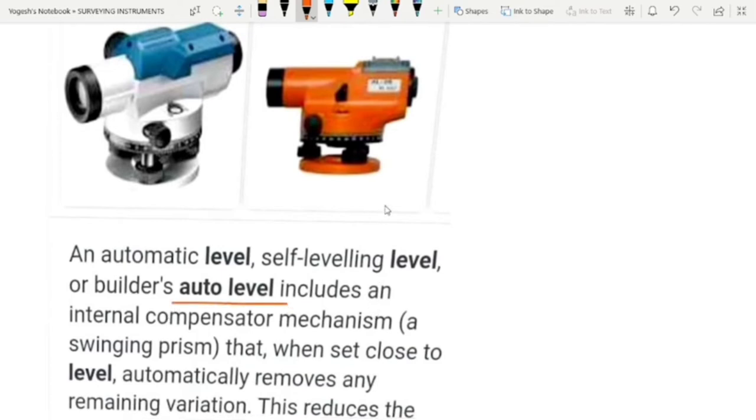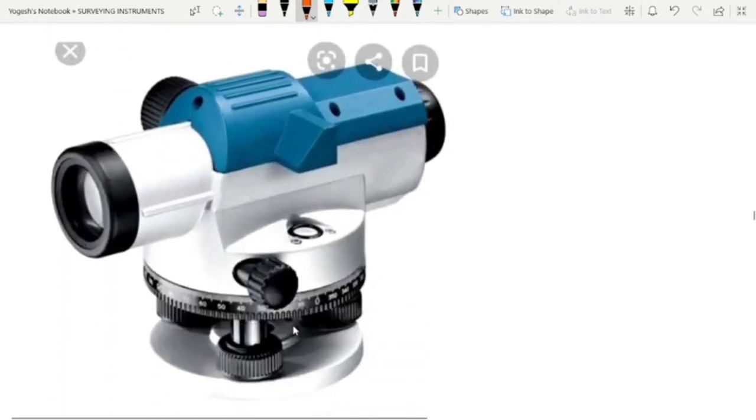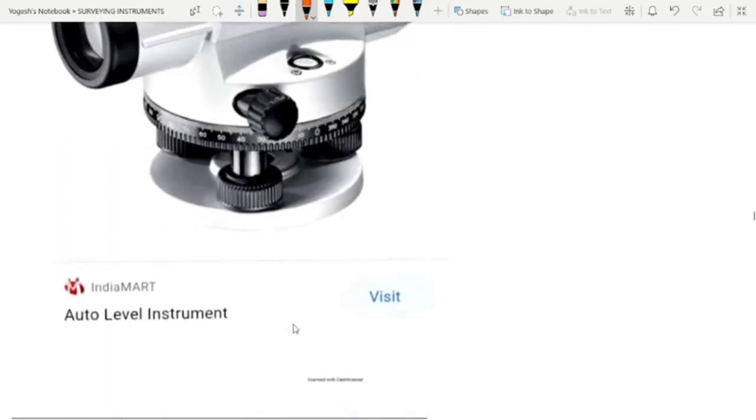An automatic level, self-leveling level, or builder's auto level. The auto level is basically used in place of the tachymeter, or you can say at the site, generally the auto level is commonly preferred. So this is basically the tachymeter or the auto level. The auto level instrument is there.